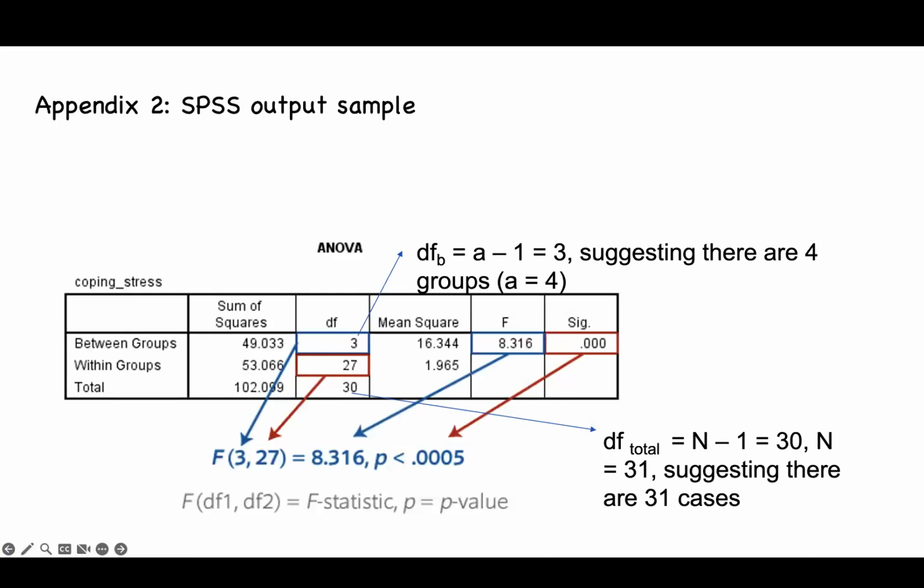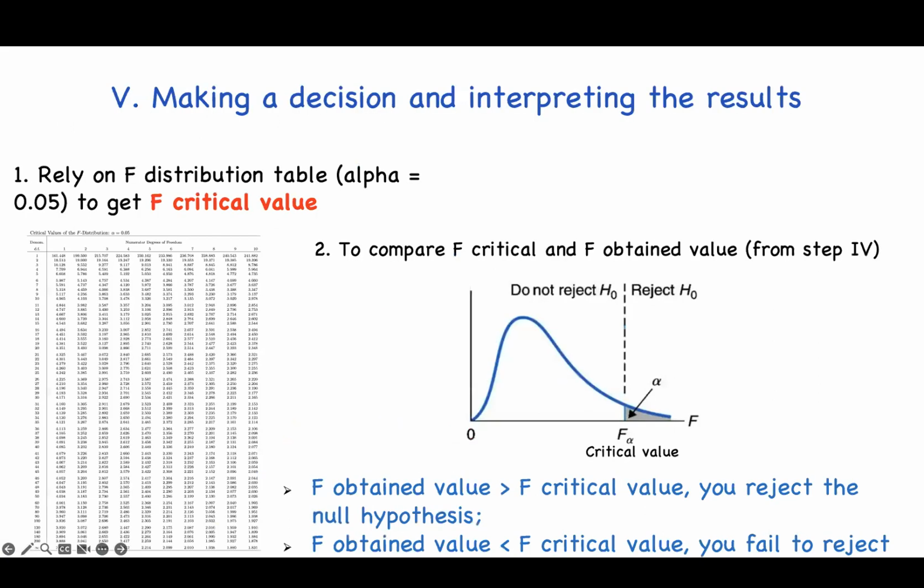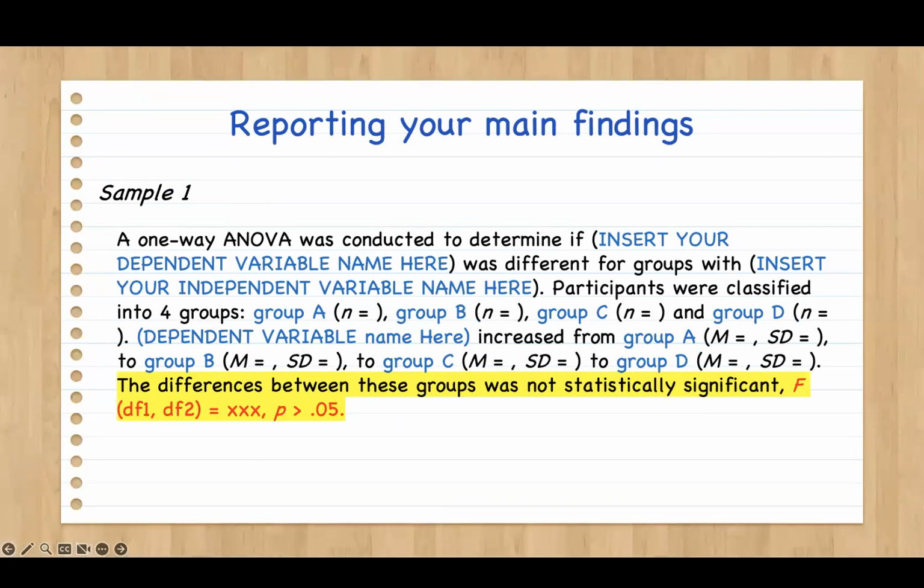Okay, this slide shows an example of the SPSS output. Social workers always use SPSS. So you will see all the numbers like the F value with degrees of freedom 1 and degrees of freedom 2, and then the p-value. Again, this is for making a decision to interpret the result. I want to show you the next slide about how to interpret your findings.